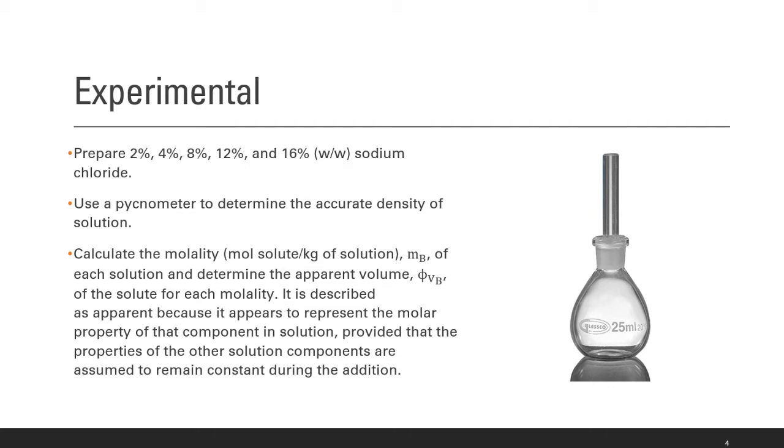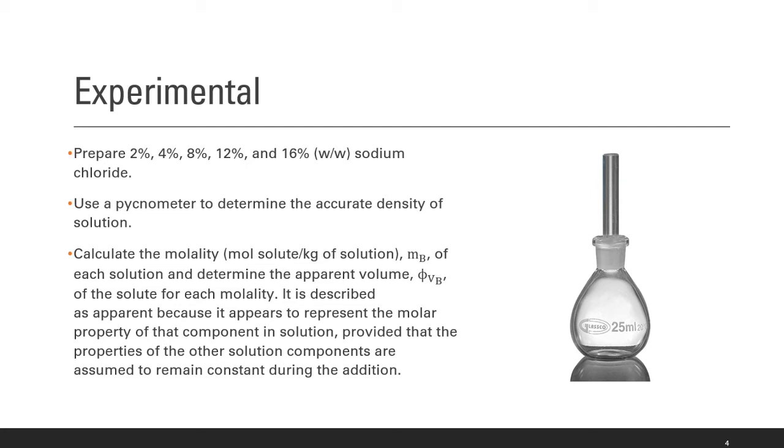So one day when things are better, when we are allowed to go back to the university, you can go to the second year lab and take a look at what a pycnometer looks like.